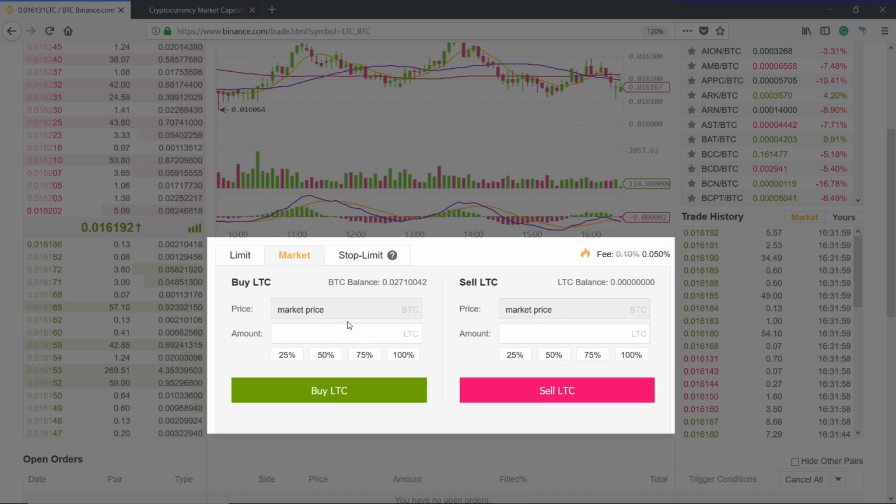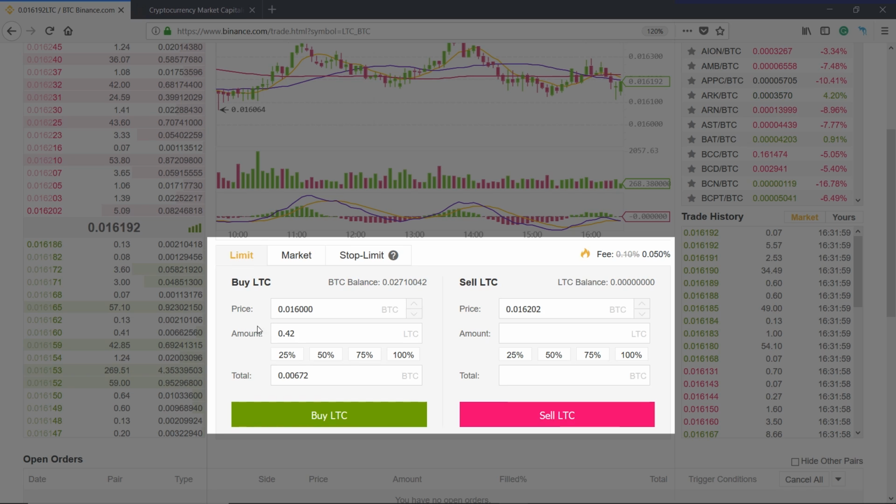The market order, of course, will buy at whatever the market price is, so you have no choice. Whatever the last price is, it's going to buy at the current price. Why would you want to do that? You just want to buy something really quick and you don't want to take a risk. Sometimes when you're putting in limit orders, they're not always going through.